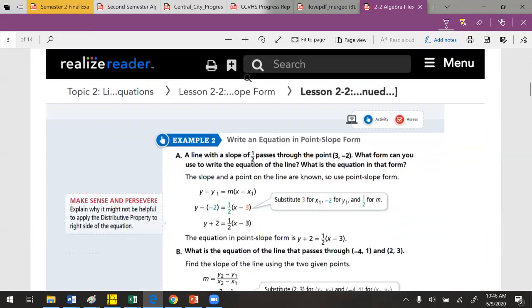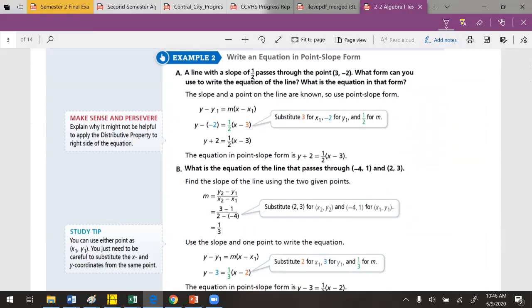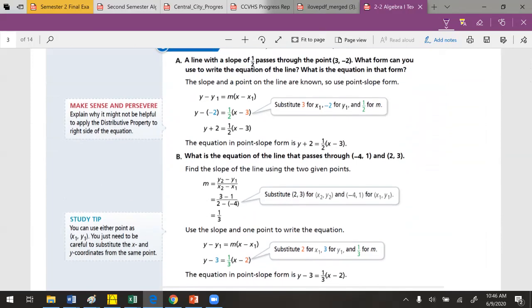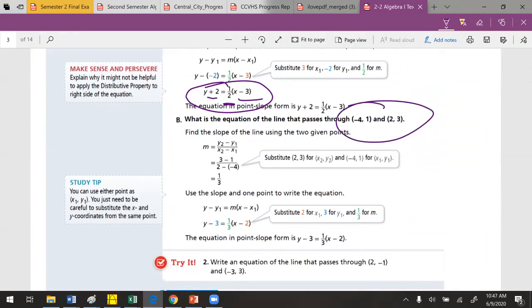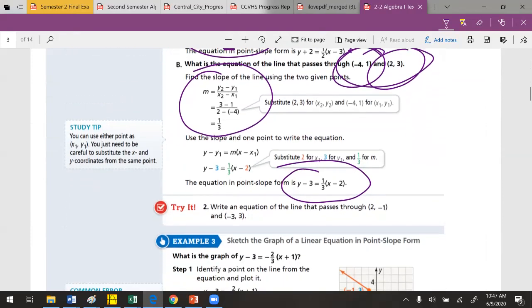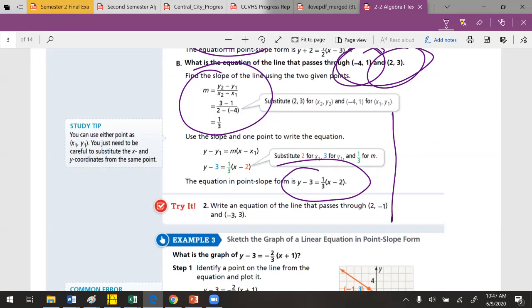Okay, so let's take a look at this example right here. A line with the slope of 1/2 passes through the point (3, -2). What form can you use to write the equation of the line? And then what is the equation in that form? Voila, there you go, point slope form. What is the equation of the line that passes through those points? Well, again, step 1, find the slope. And then use any one of these 2 points to find your point slope form. Easy peasy lemon squeezy.